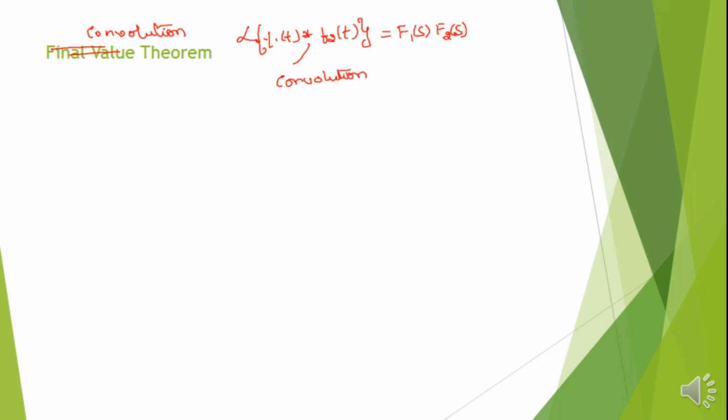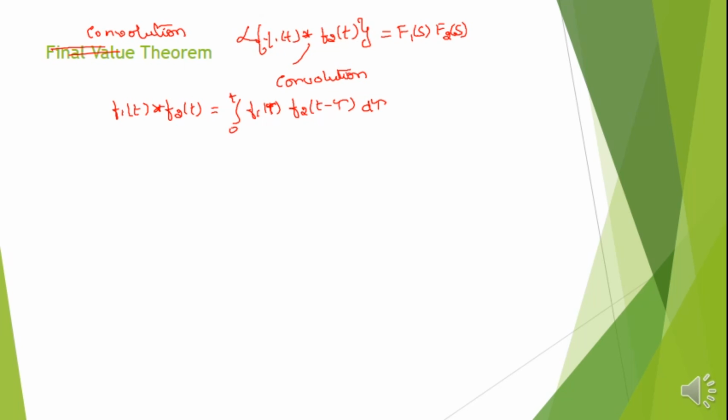Now f1 of t convolution f2 of t, what is this? f1 of t convolution f2 of t means integral from 0 to t of f1 of tau f2 of t minus tau d tau. So according to the convolution property in mathematics, f1 of t convolution f2 of t is equal to this.